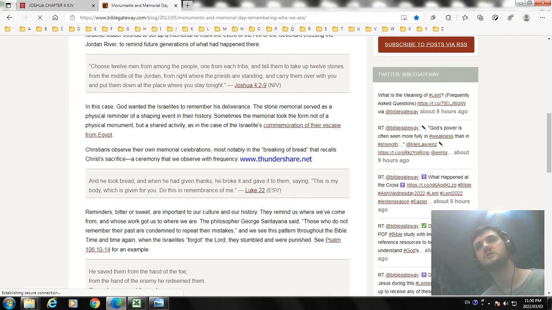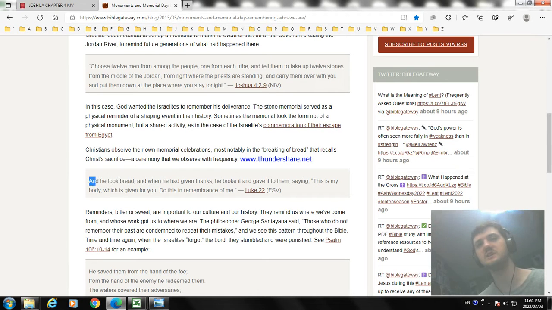Here it says, in this case, God wanted the Israelites to remember their deliverance. A memorial serves as a physical reminder of an event in their history. Sometimes a memorial takes the form not of a physical monument but of a shared activity, in this case the Israelites' commemoration of their escape from Egypt. Christians observe their own memorial observances, most notably the breaking of bread, which we observe with frequency.